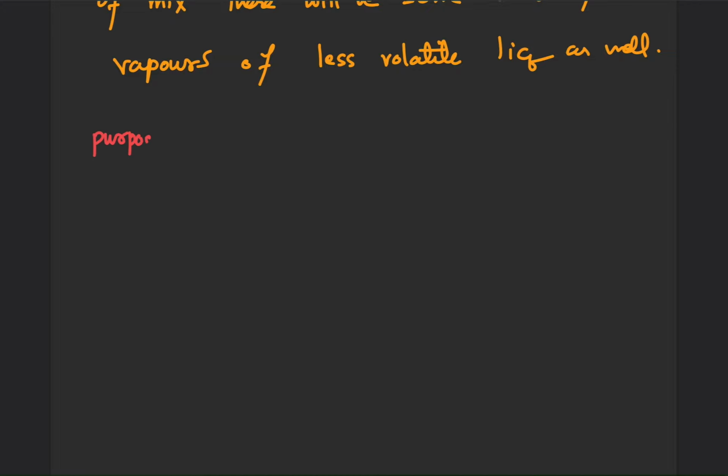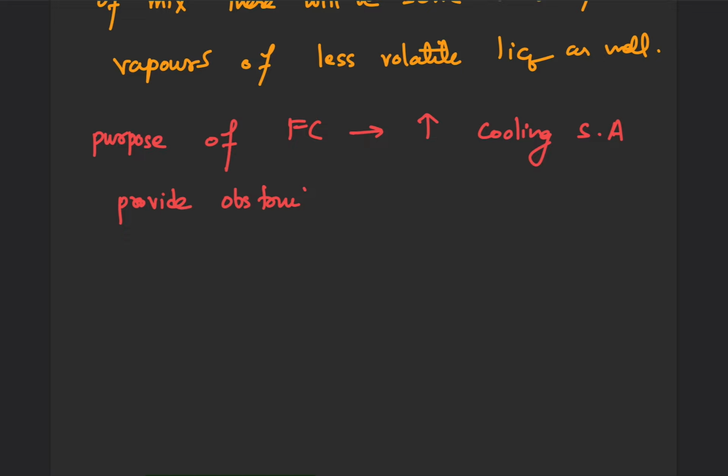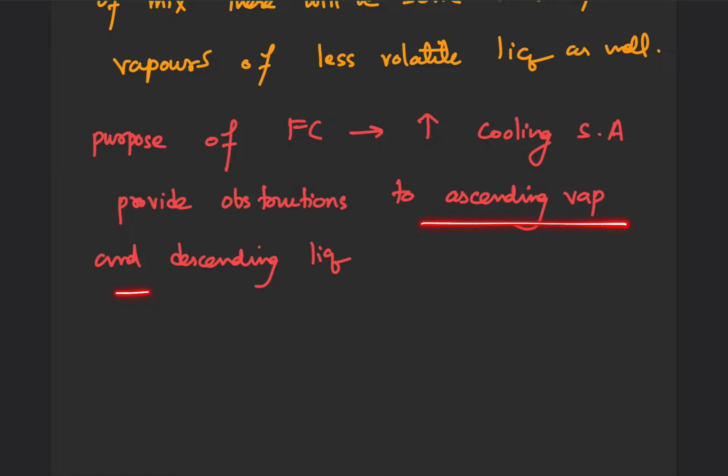The purpose of the fractionating column is to increase the cooling surface area and to provide obstructions to ascending vapors and descending liquid. So this you will understand, what are ascending vapors and descending liquids.